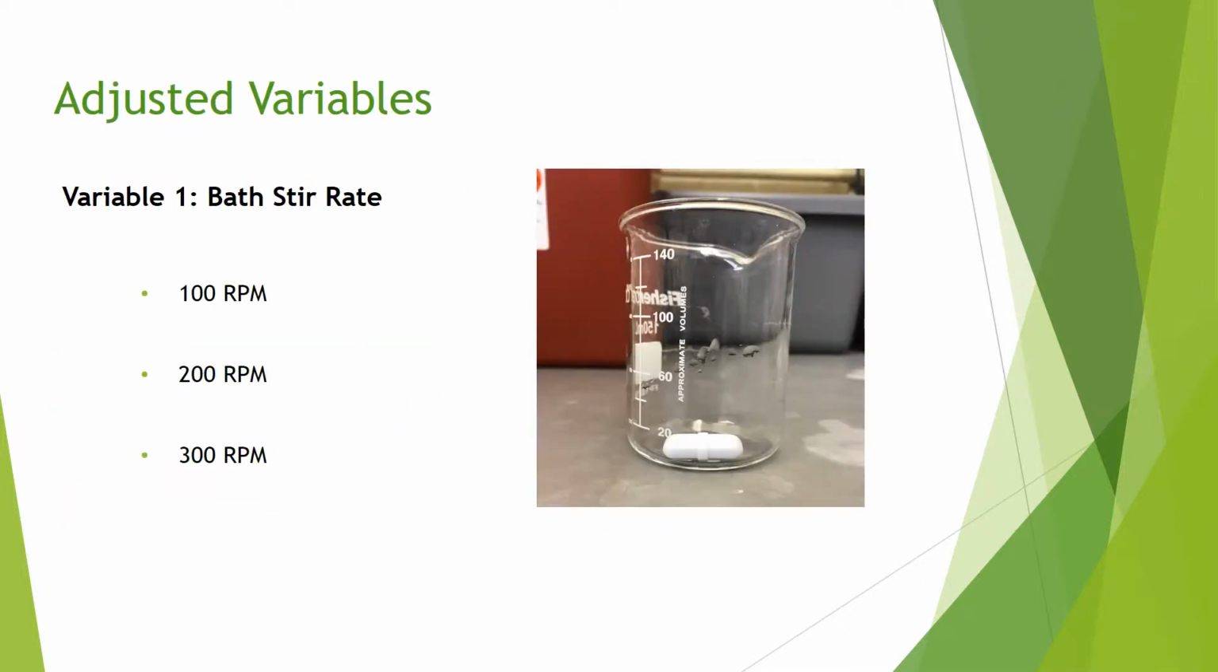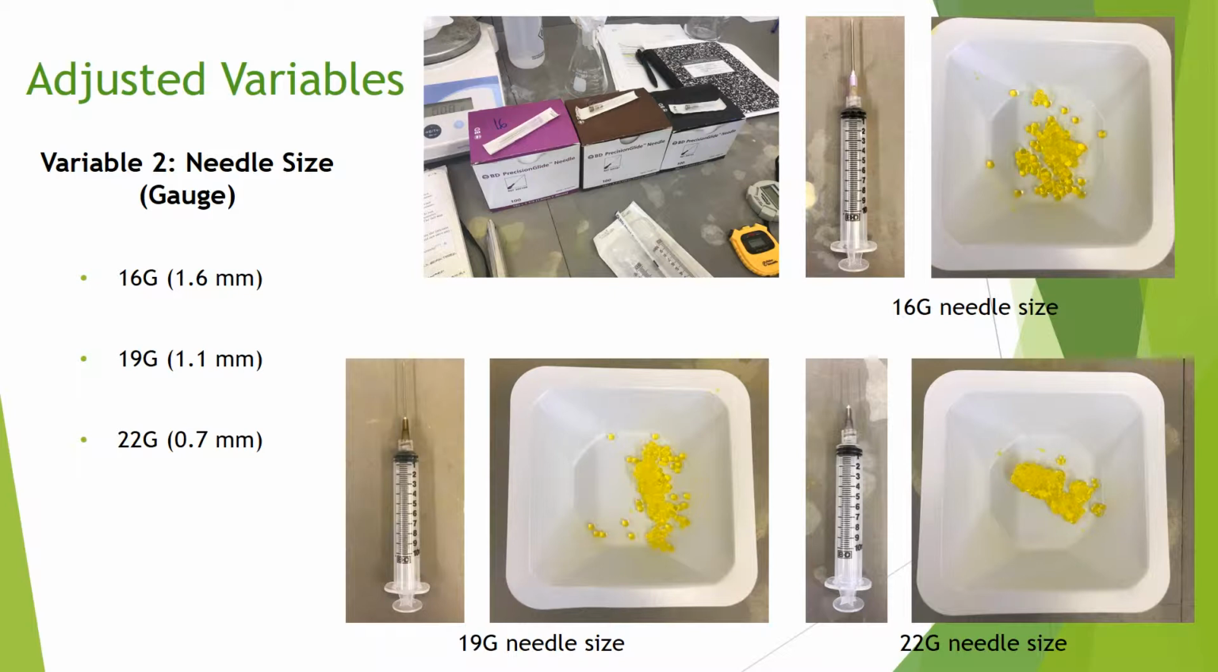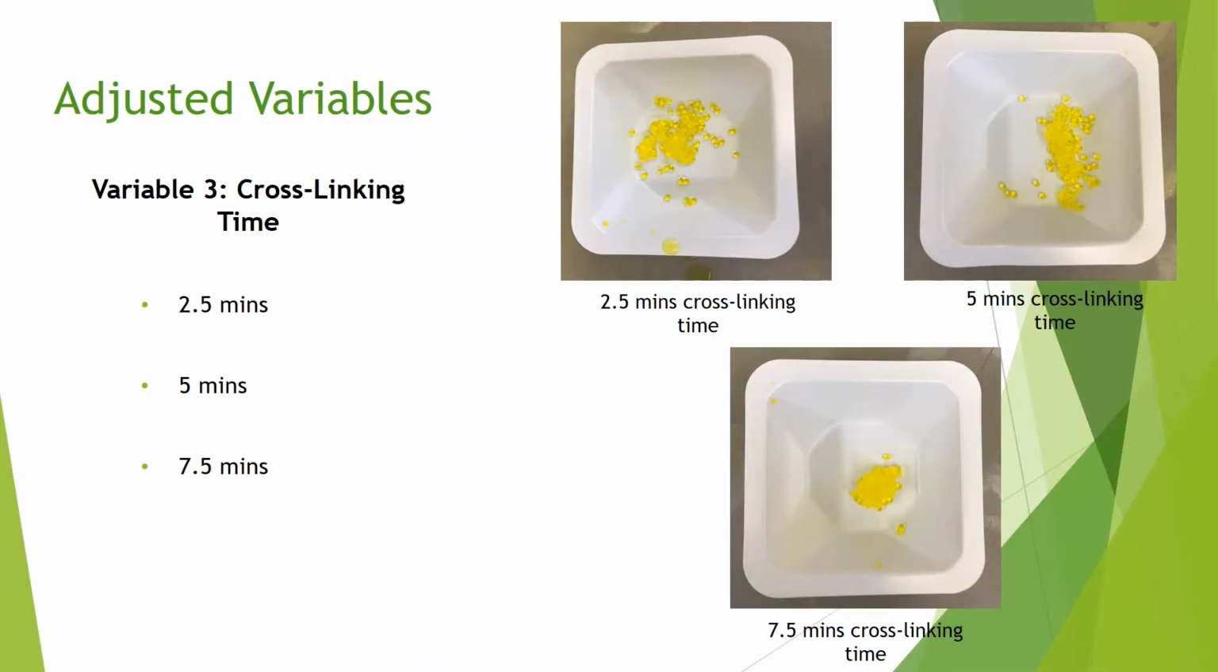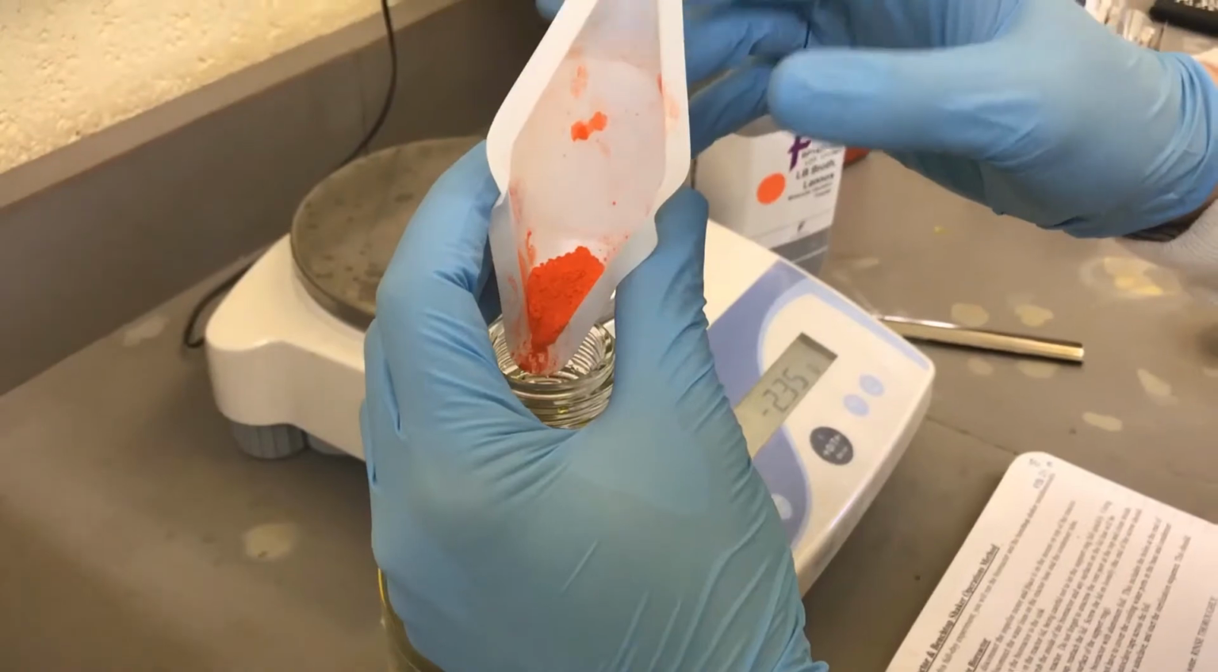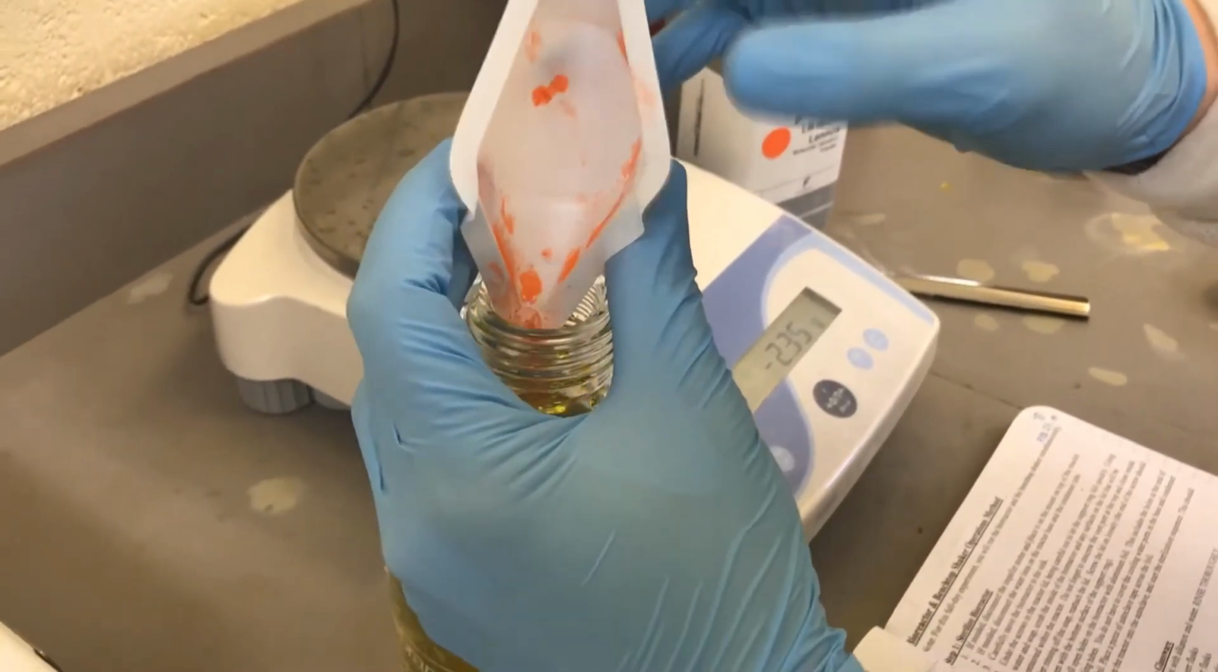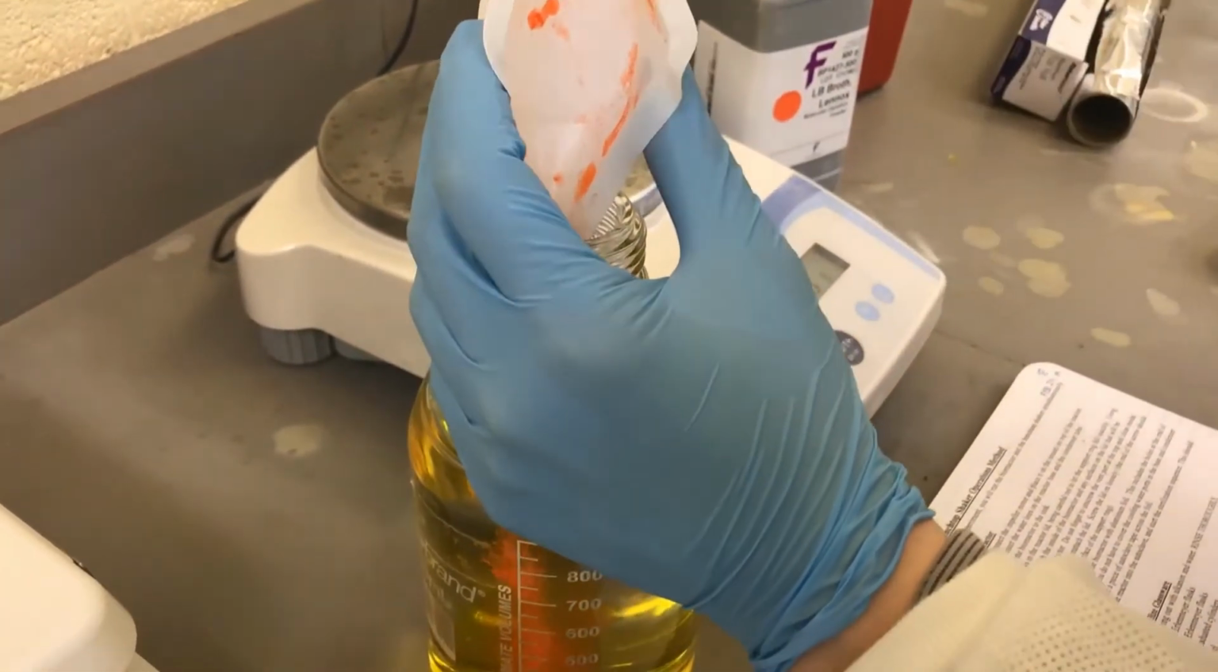Three adjusted variables were chosen for this experiment. Variable number 1 was bath stir rate, and trials were run at 100 rpm, 200 rpm, and 300 rpm. Variable number 2 was the needle size at 16 gauge, 19 gauge, and 22 gauge. Lastly, variable number 3 was the bead cross-linking time, in which trials were run at 2.5 minutes, 5 minutes, and 7.5 minutes.